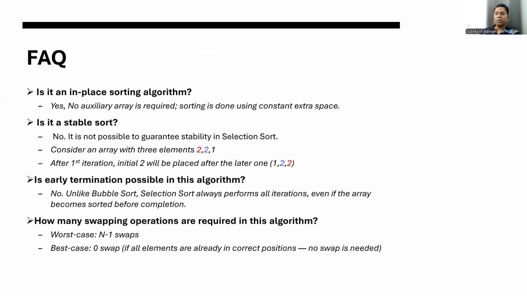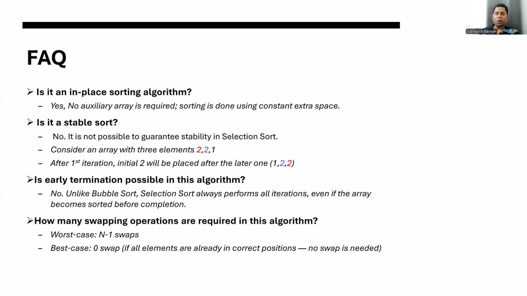Is it an in-place sorting algorithm? Answer is yes. No auxiliary array is required, and sorting is done using constant extra space. Extra space is required, but that requirement is constant. We need one variable to store the min index. We need variables to perform the looping, but their requirement is constant. That is not dependent on my problem size. Fine. That's why we can say that selection sort is an in-place sorting algorithm.